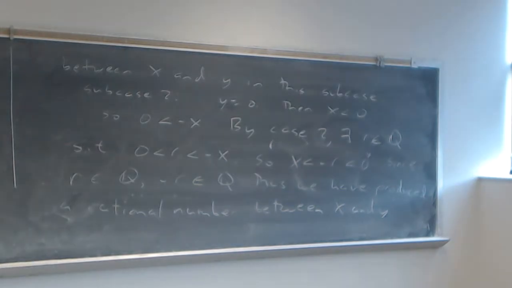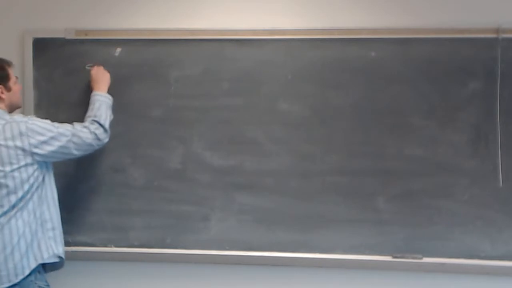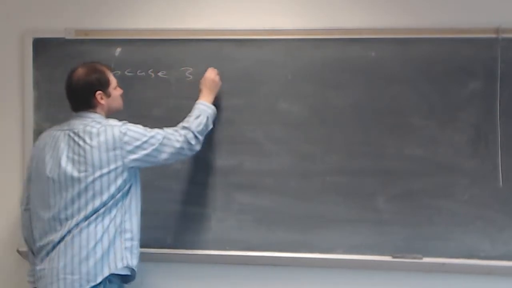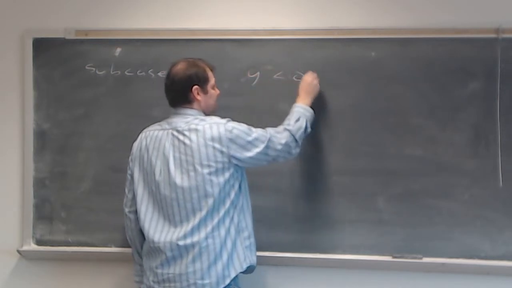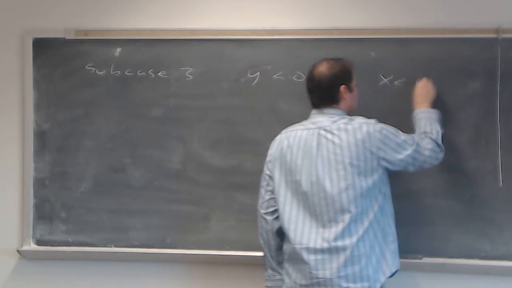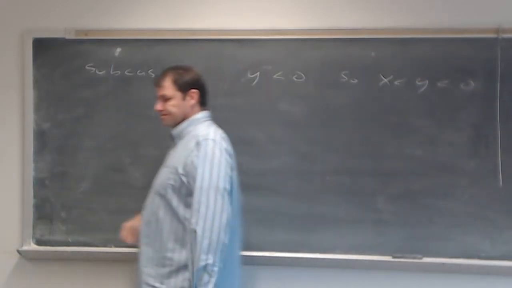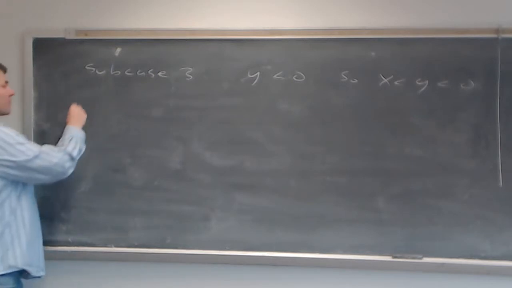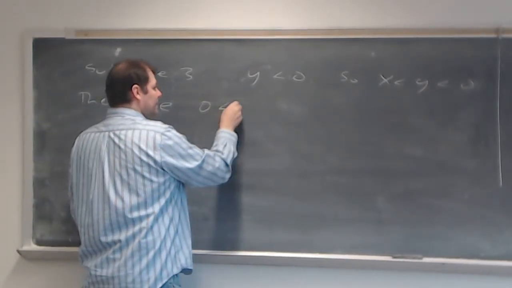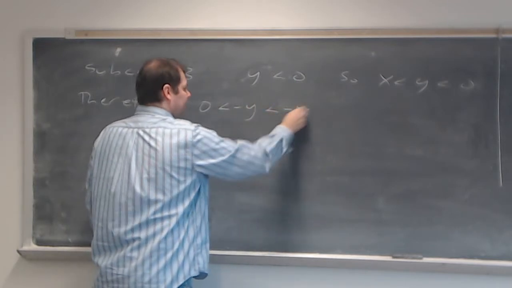That last subcase is, remember x is less than 0 here in this case. So subcase 3 is, we're talking about y. y is less than 0. So we have x is less than y is less than 0. We want to get a rational number between these. Well, if I multiply everything by minus 1, what I get is 0 is less than minus y is less than minus x.